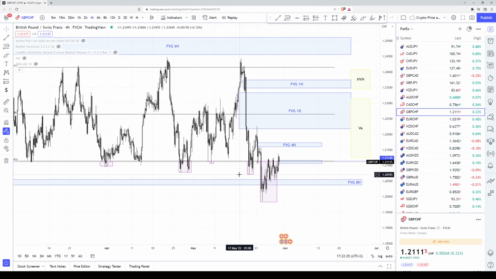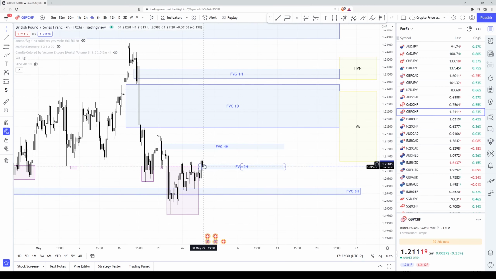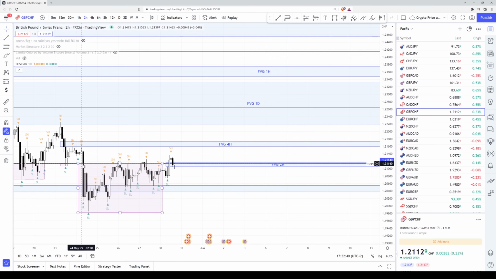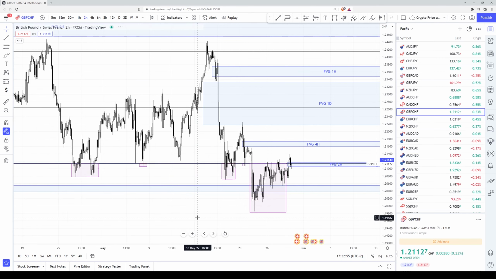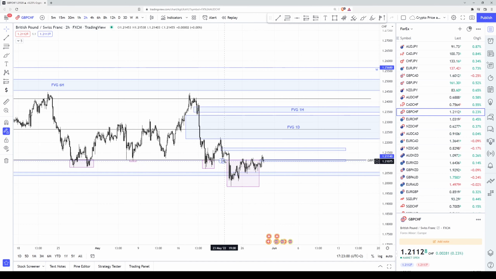But for the British pound Swiss franc, another useful thing that I'm looking at before eventually assuming that the price has been accepted back into the range is if price moved above these swing highs. So if price moved above these swing highs and even partially fills this fair value gap, then if price bounces off the lower part of the range, I'm more convinced that price may be accepted back into the range and that this deviation was nothing more than a large liquidity grab.